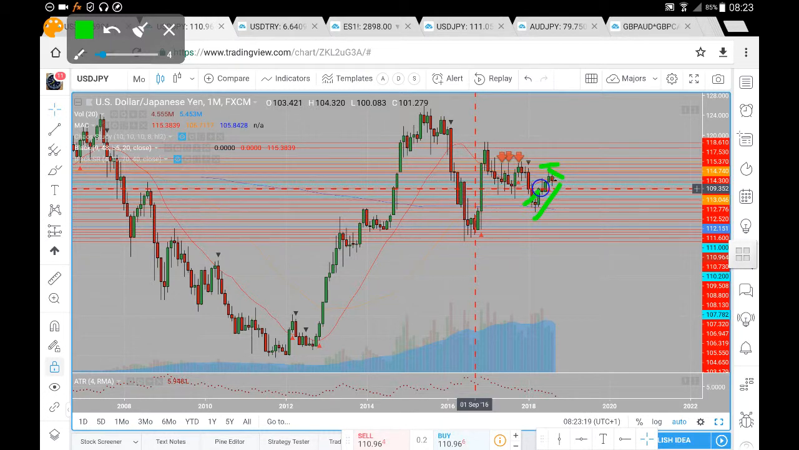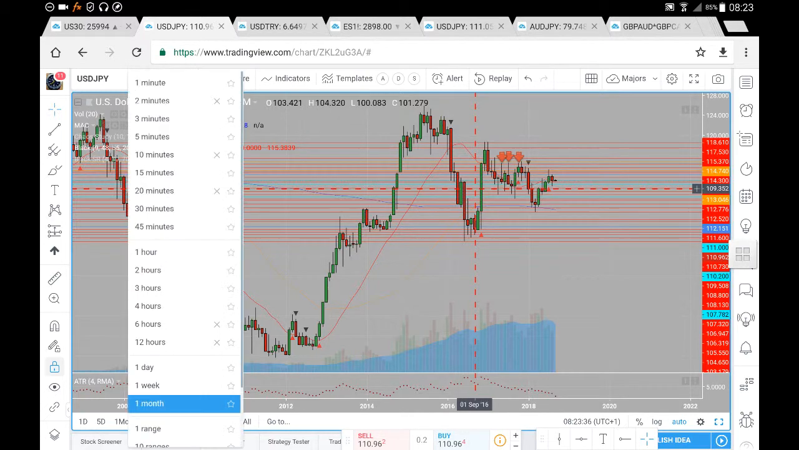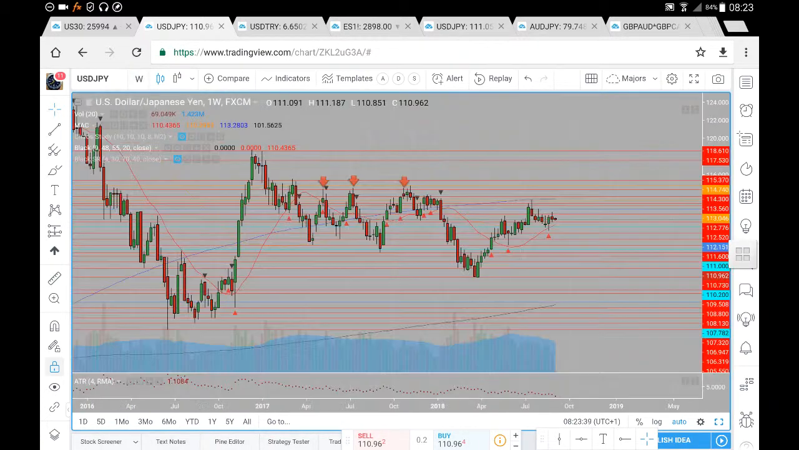The overall structure still remains somewhat biased to the long side more recently. So we'll see if we do form a bit of a flag here on the US dollar Japanese yen, especially if we can hold above that 111 and see further continuation here to the upside, possibly towards that 113.04. What we'll do now is have a look here at the weekly chart.